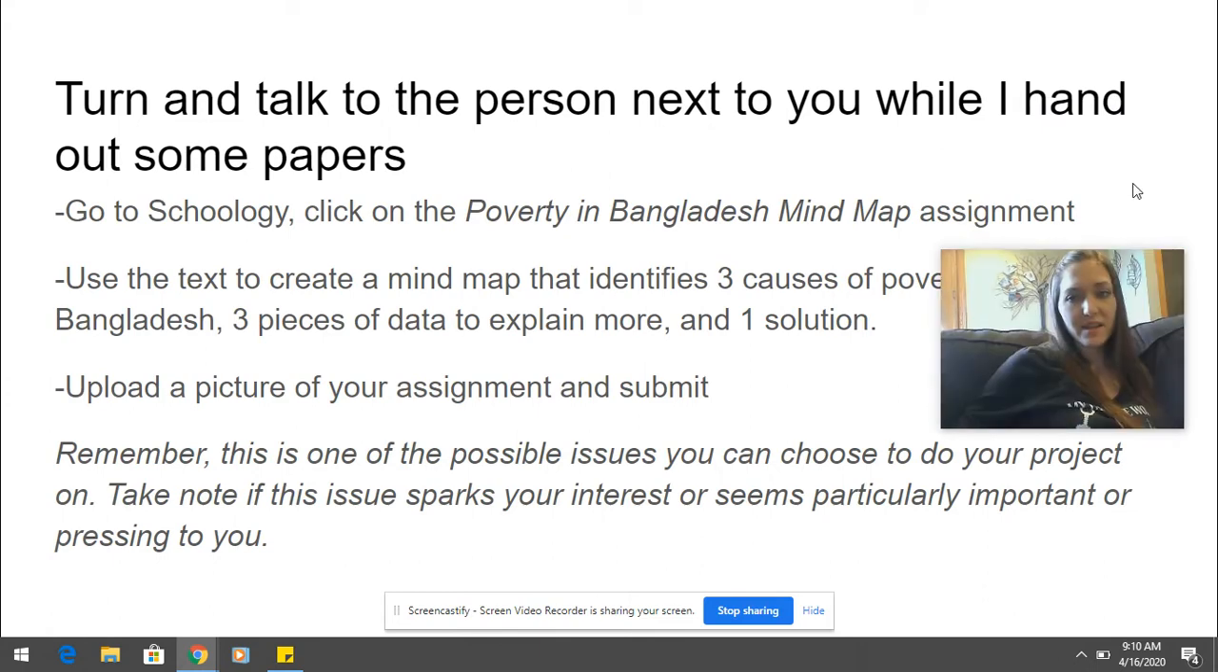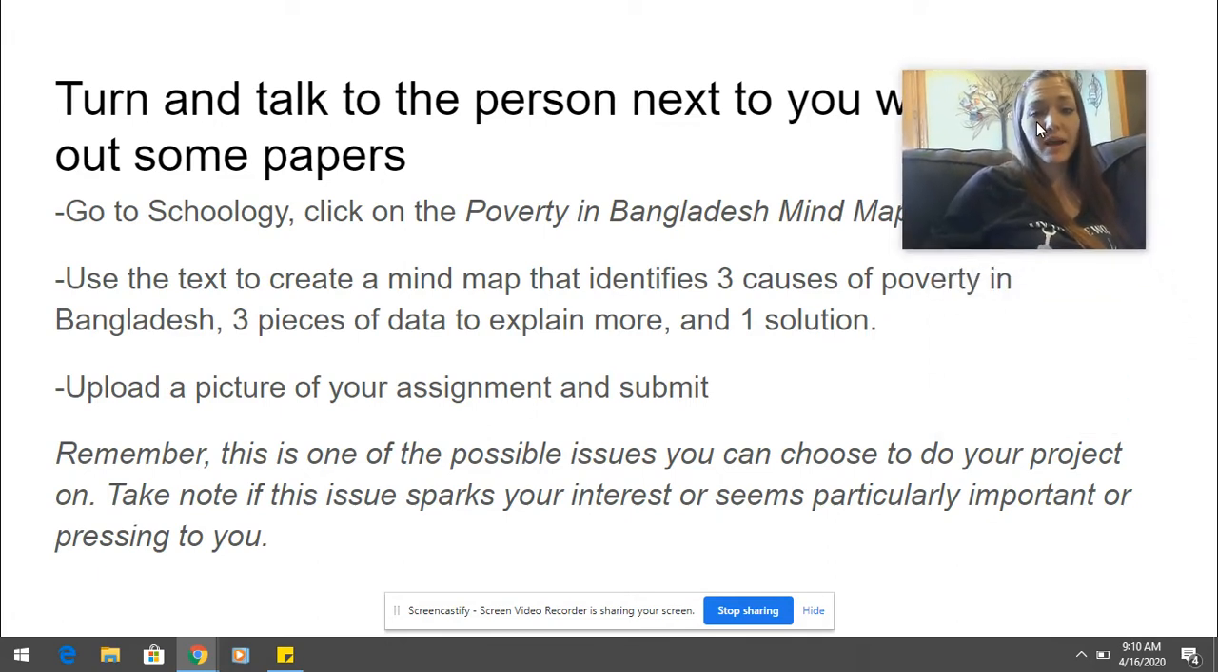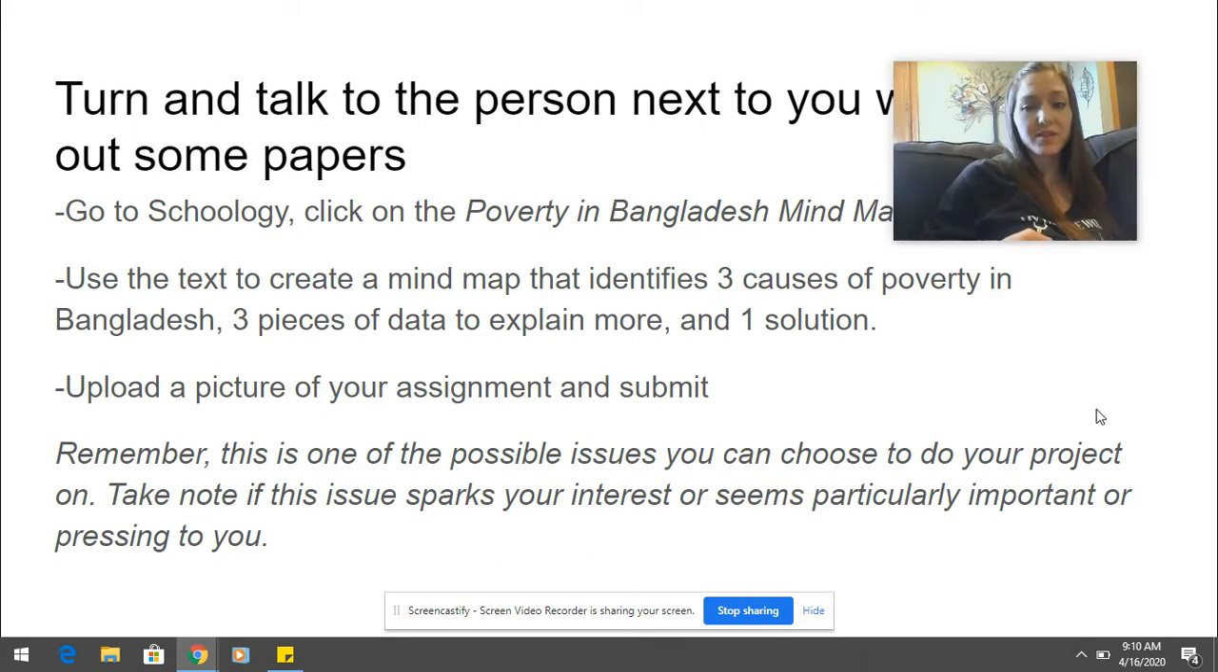Here's how you access today's assignment. You're going to go to Schoology, click on the Poverty in Bangladesh mind map assignment, and then you're going to use the text to create a mind map that has 3 causes of poverty in Bangladesh, 3 pieces of data to kind of back it up, and 1 solution.